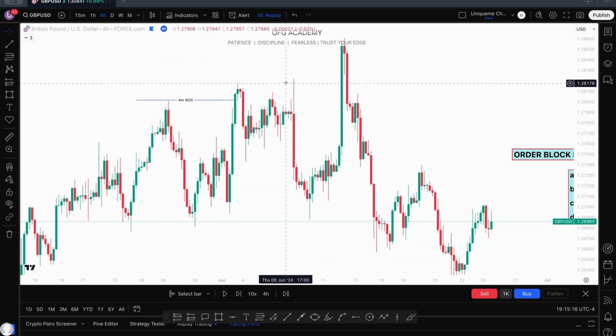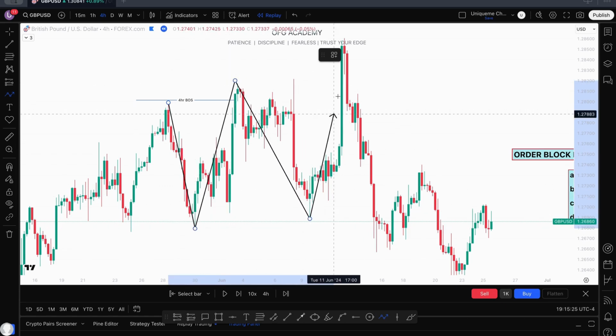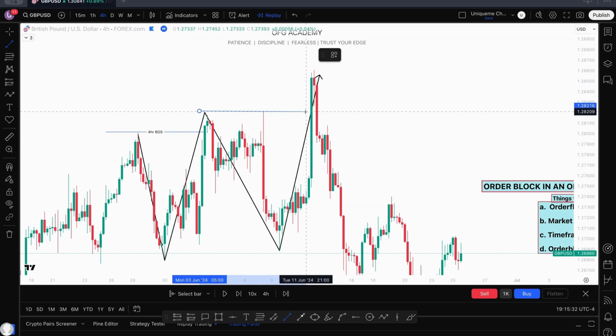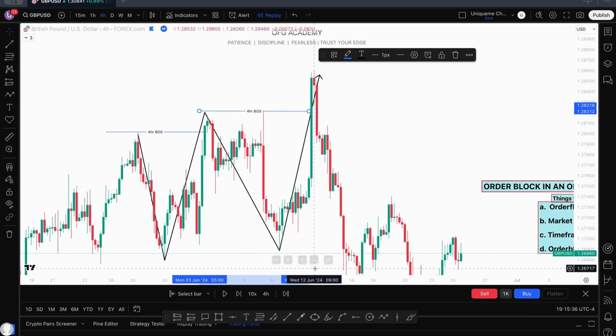And what happened here? There was no body here. Instead, it came out with a wick. So I have this structure in mind. Can you see it? That's our structure. But I have what? I have a break of structure here, which signals what? A BOS for a 4 hours time frame.